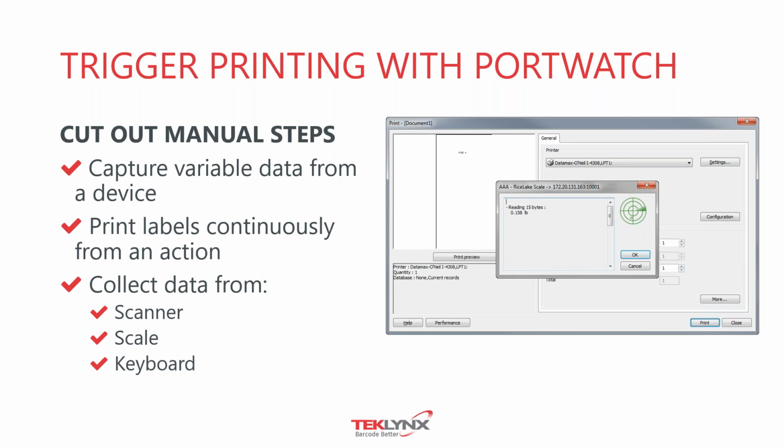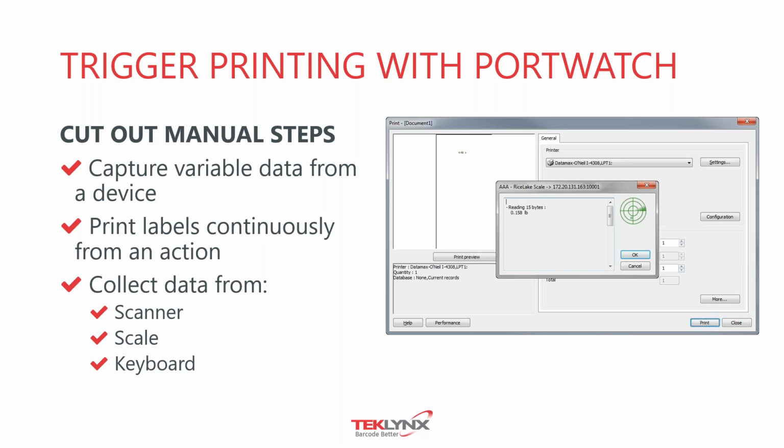If your printing process involves something like a scanner or a scale or maybe a keyboard wedge, and you're currently grabbing that data, jotting it down and then bringing it over to the software and typing it in, that's very time consuming. CodeSoft has a feature called PortWatch. It can capture data and automatically place it on your label. It removes some of those more manual and time consuming steps.